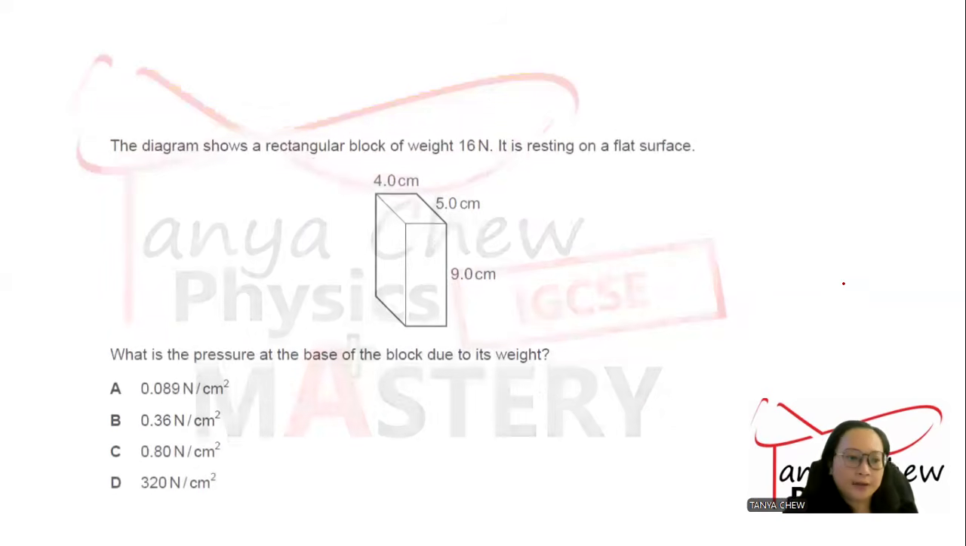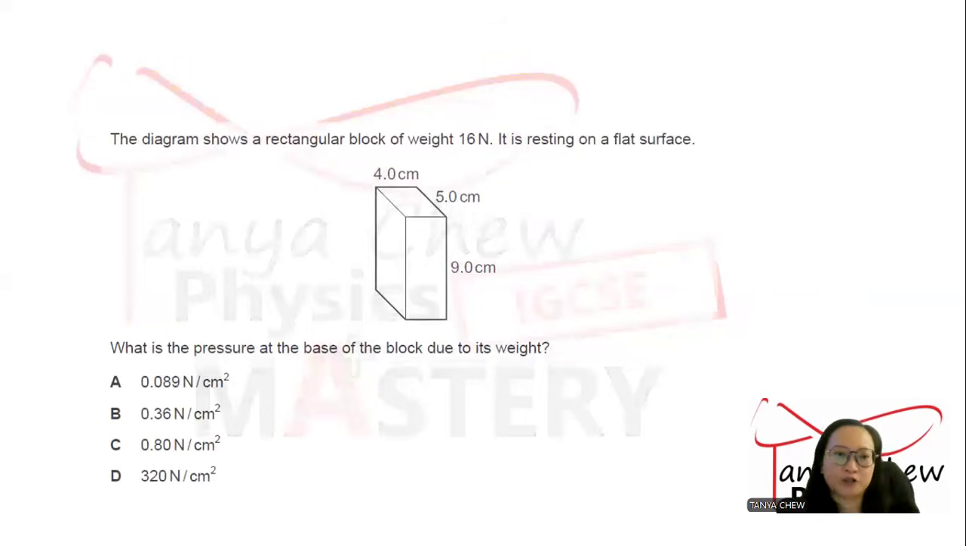That's all. Now, let us try one of the past year questions. The diagram shows a rectangular block of weight 16 Newton. It is resting on a flat surface. What is the pressure at the base of the block due to its weight? So just write down the formula of pressure.